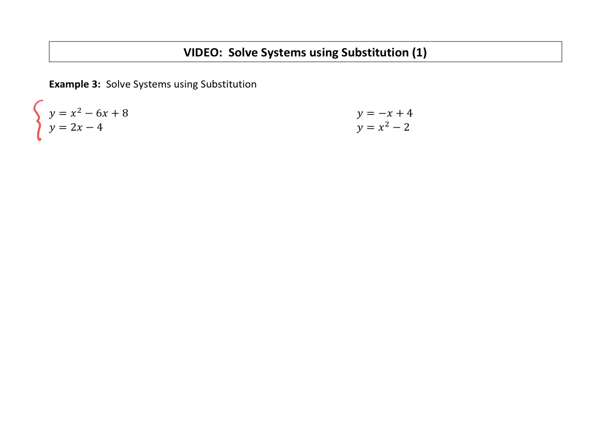So the way that we do substitution is we recognize, I'm going to just go to the bottom one. If y is equal to 2x minus 4, that means I can take that and substitute it into the y of the other equation. Now I can rewrite the equation. 2x minus 4 equals x squared minus 6x plus 8. Now we want to solve for x.